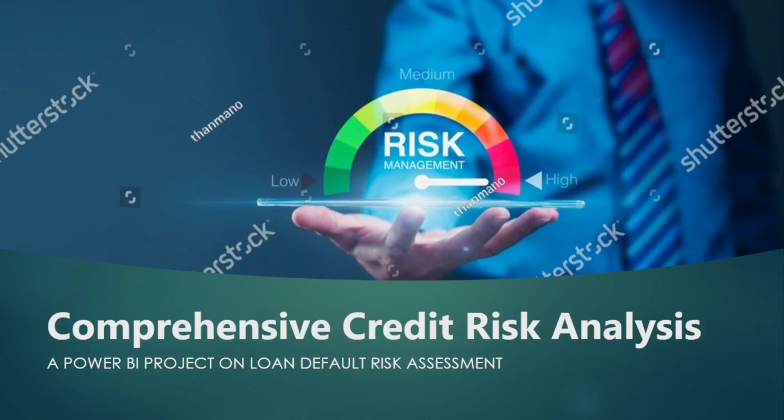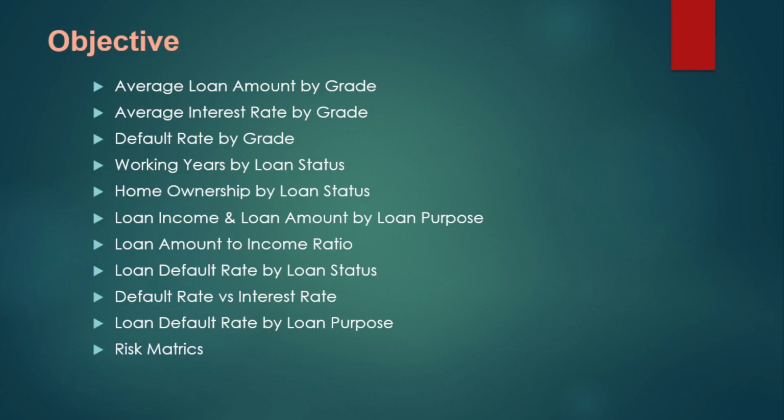Hello everyone. Today we are going to discuss one more project of Power BI, Comprehensive Credit Risk Analysis. In this project, we are going to find average loan amount, average interest rate, average default rate. Then we are going to compare default rate and interest rate. After that, we are going to find the ratio between loan amount and income ratio.